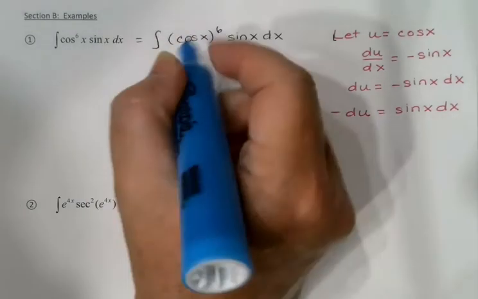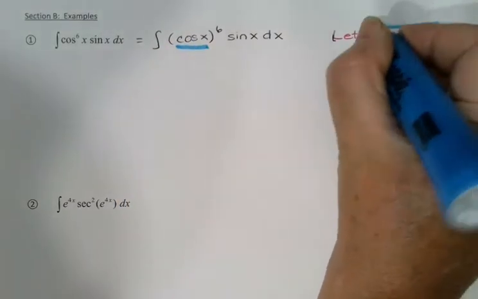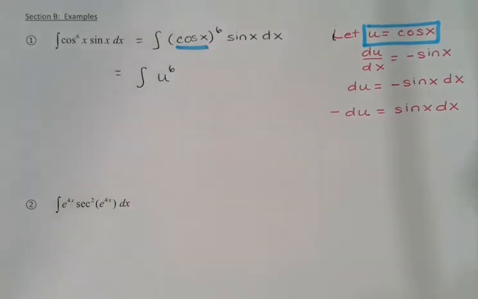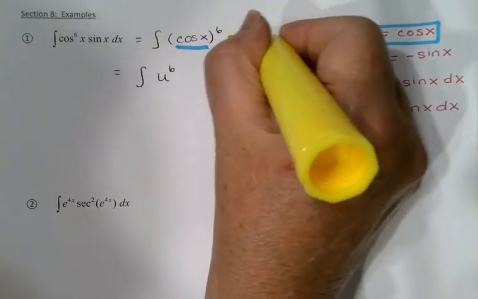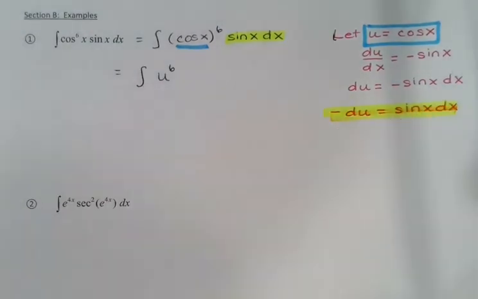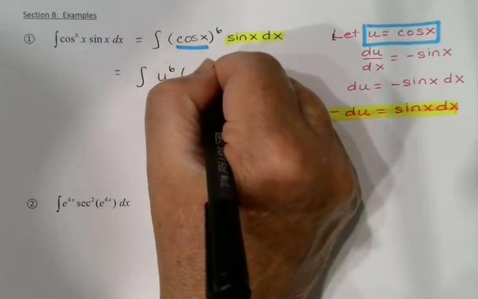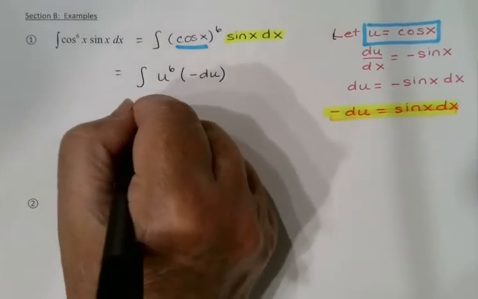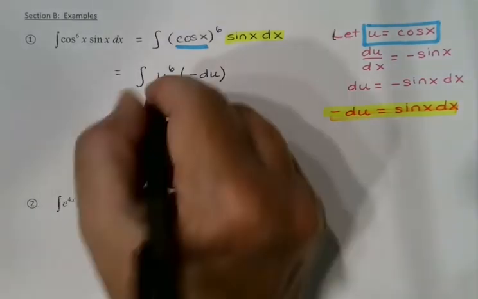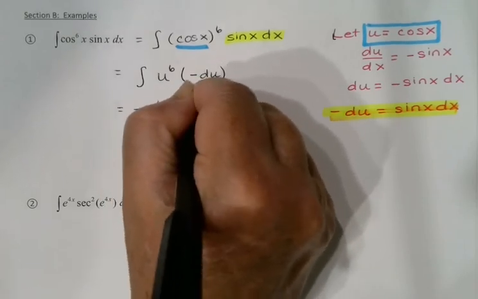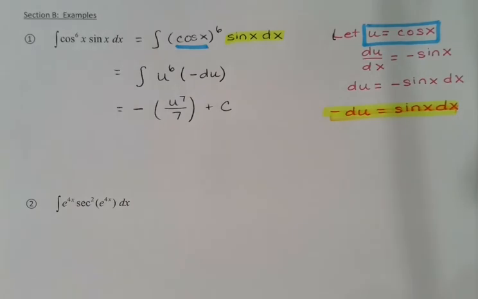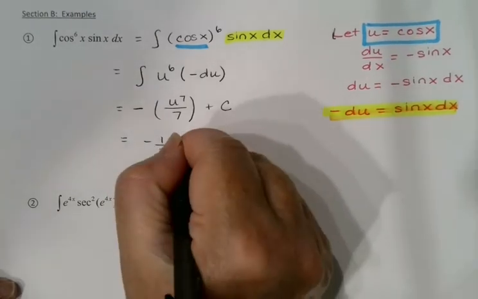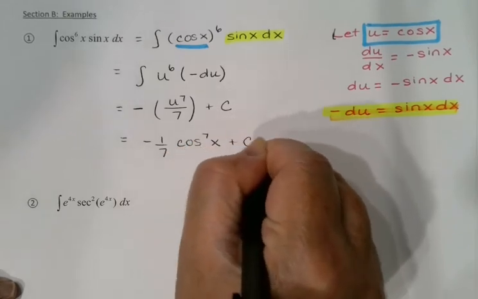All right, so I'm going to replace this cosine x with a u. First of all, I will have the integral of u to the sixth power. And then this sine x dx I can replace with a negative du. That multiplier of -1, I can pull out in front. And then the antiderivative power rule here would be u to the 7th divided by 7, plus my constant of integration. So I end up with -1/7 u, which is cosine of x, to the 7th power, or cosine to the 7th power of x, plus c.